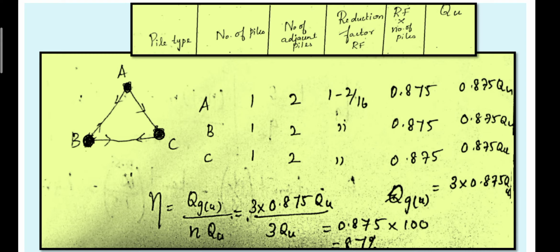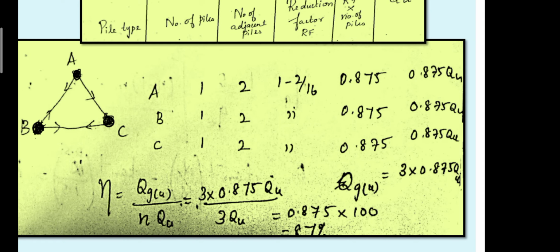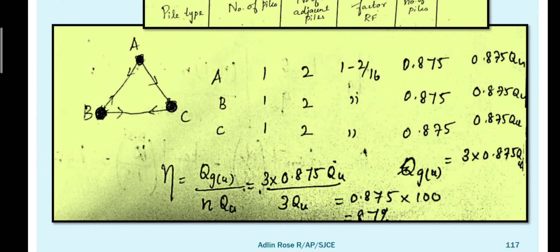Multiply the reduction factor by the number of piles. You get 0.875, 0.875, 0.875. Just multiply QU to that. We get 0.875 QU, 0.875 QU, 0.875 QU. Add everything, and you get 3 into 0.875 QU. Now put it in the formula. The total number of piles is 3. So 3 into 0.875 QU by 3 QU. The 3 gets cancelled, QU gets cancelled. We get 0.875. Multiply by 100, you get 87 percent.